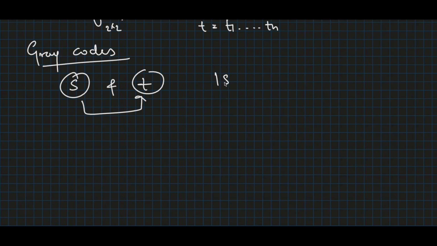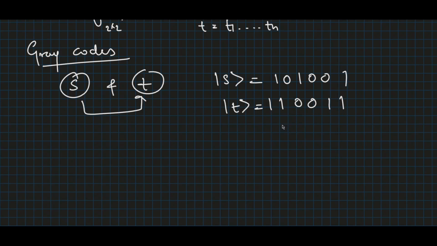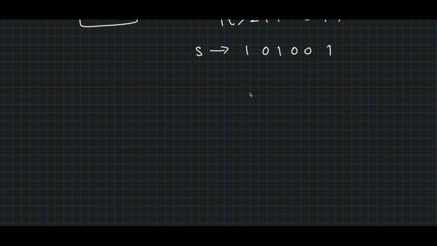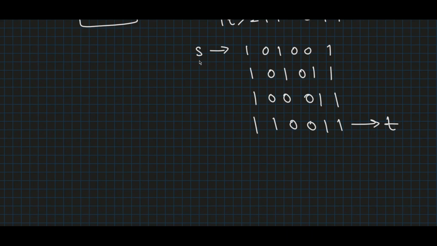For example, if the state S is equal to 101001 and T is equal to 110011, we have the gray code which starts with S, which is equal to 101001, and as each step goes on, there is a change of 1 bit, such that finally we'll have 110011, which is T. So we can get from S to T with these steps by changing 1 bit at a time.